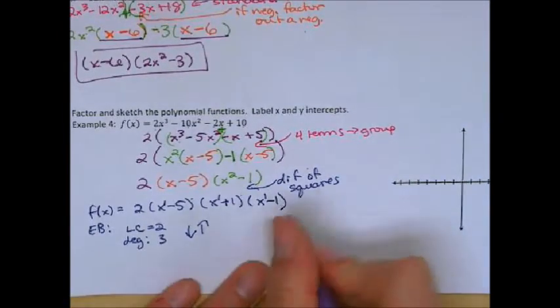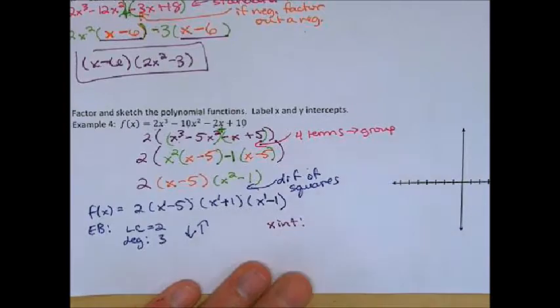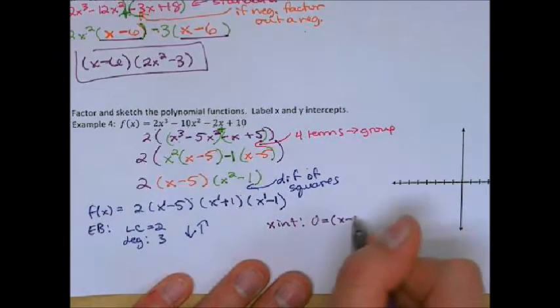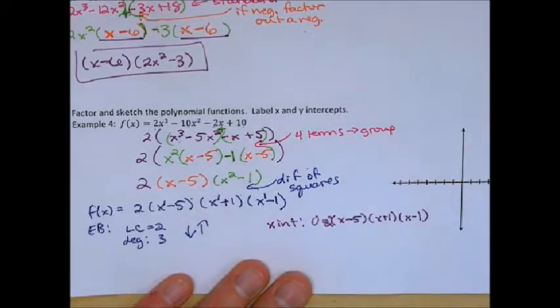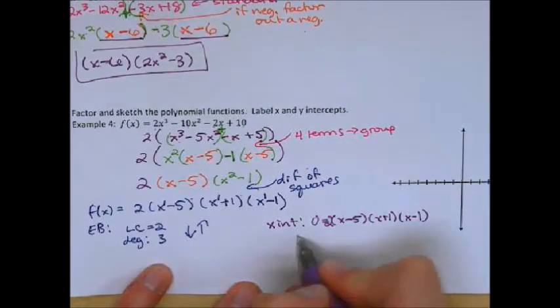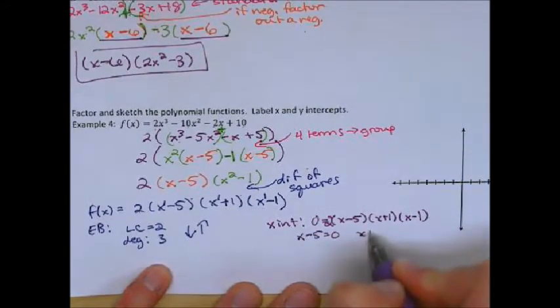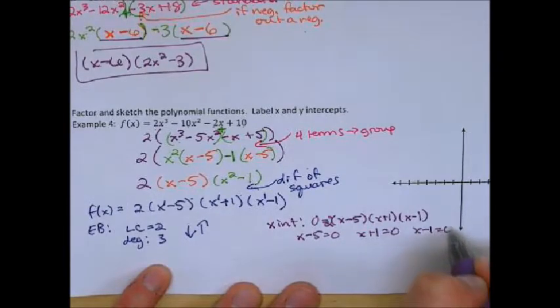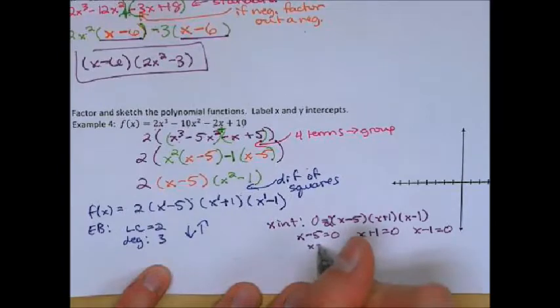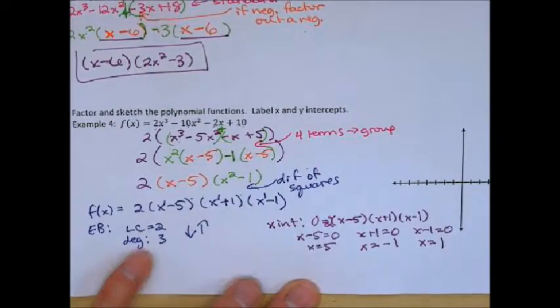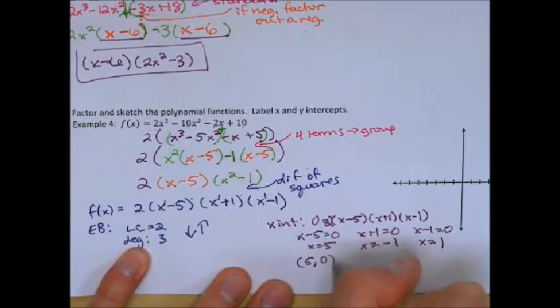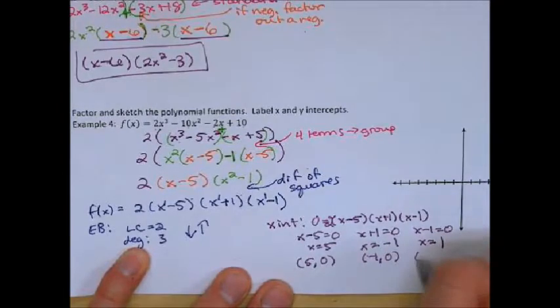I also need my x-intercepts. For x-intercepts, we make f of x equal to 0. So I'm going to have 0 equals x minus 5, x plus 1, x minus 1. Oh, there's a 2 in front there. So we set all of these equal to 0. x minus 5 equals 0, x plus 1 equals 0, x minus 1 equals 0. I get x equals 5, x equals negative 1, x equals positive 1. Let's write them out. 5, 0, negative 1, 0, 1, 0.